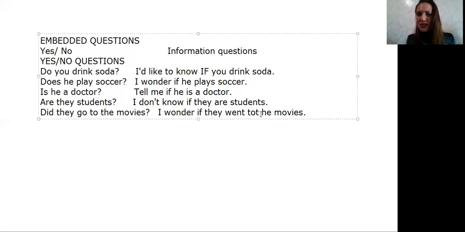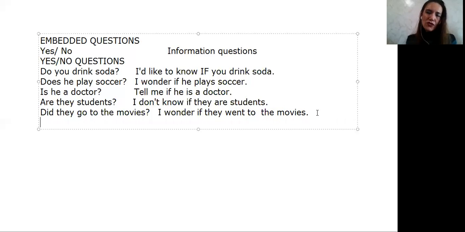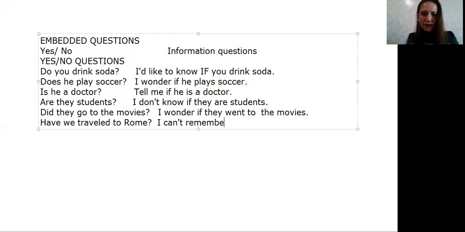Okay, so these are the changes that I need to do in order to transform a yes/no question in past tense into an embedded question. If it's in present perfect, for example, when we use auxiliary have, we traveled to Rome in this case, okay? So I can't remember if, okay, remember we use if, okay?